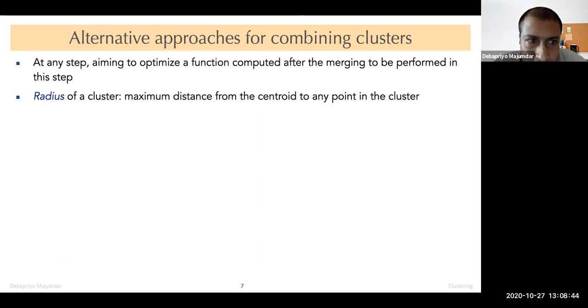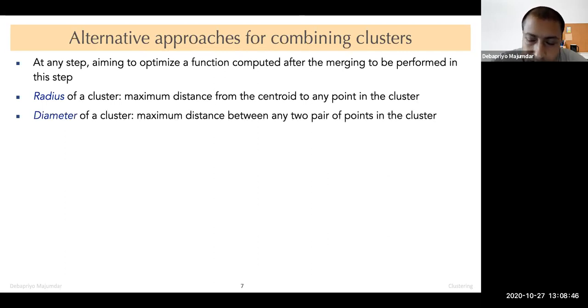Okay, so that is the radius of a cluster. Similarly, the diameter of a cluster is the maximum distance between any two pairs of points. So how far apart can two points be in the cluster? It is similar to our circle intuition: what is the largest sphere, or largest diameter, you need to draw so that you enclose all points of the cluster.